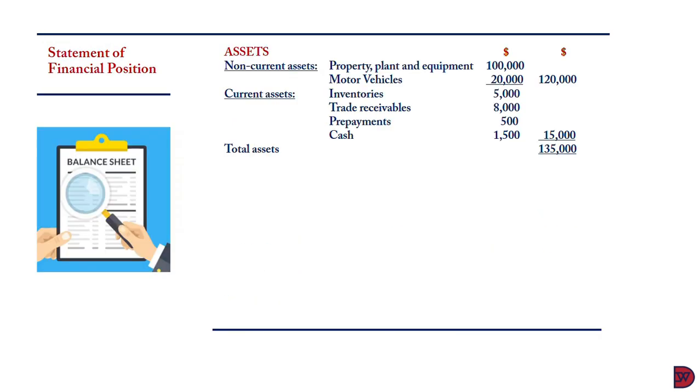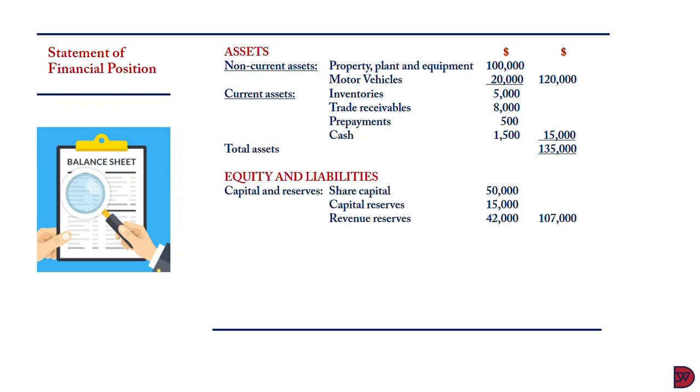Now when we move to the statement of financial position, it is broken down into two columns, the asset side and the equity and liability side. The asset side is also broken down into two, non-current assets and current assets. So we bring the non-current assets here, property, plant and equipment. As we said earlier, the net book value is what is recorded here. We bring the motor vehicles as well. Then the total of the non-current assets will give us $120,000. We move to the current assets: inventories, trade receivables, prepayments, and cash, leading to a total of $15,000. So the total assets, or the total of the upper column, will give us $135,000.